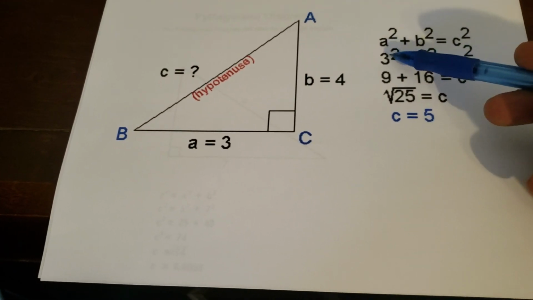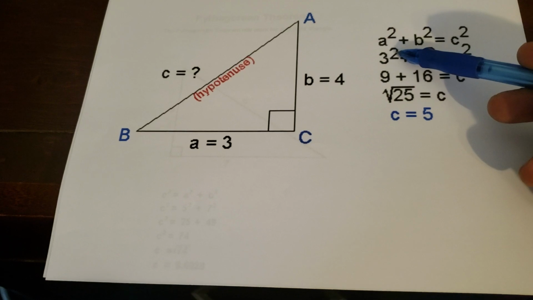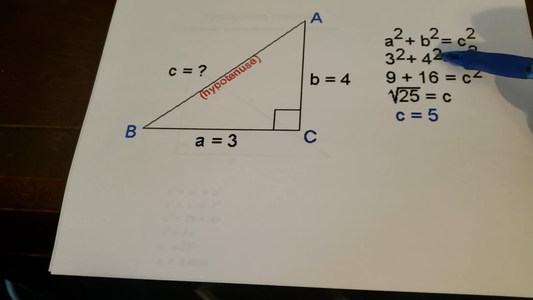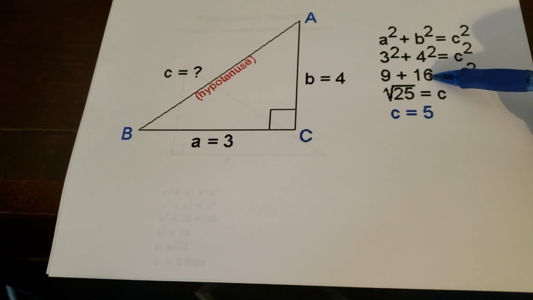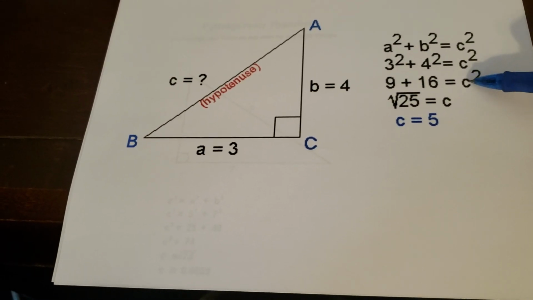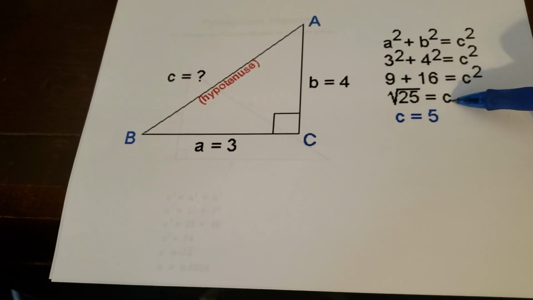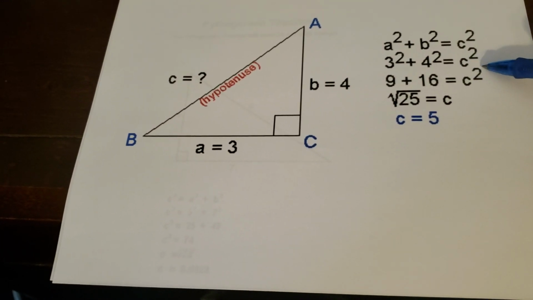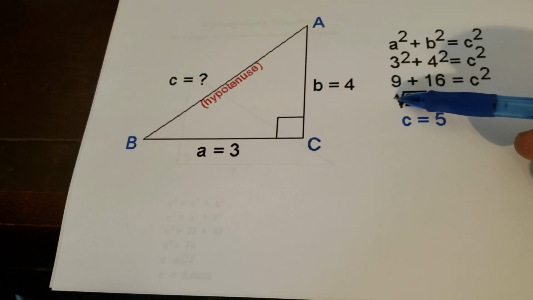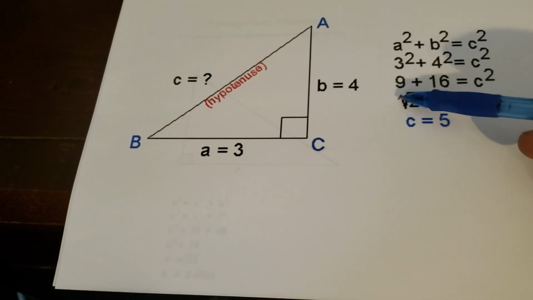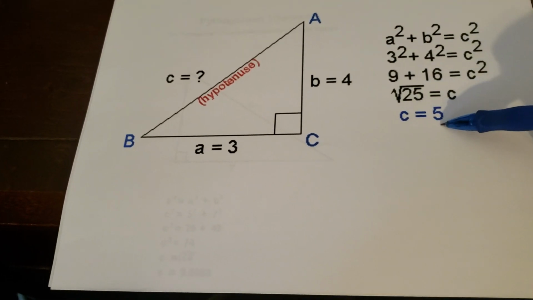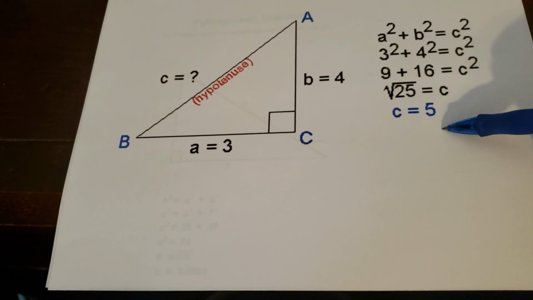Again, you take the square of 3. 3 squared is 9, because 3 times 3 is 9. 4 squared is 16. 4 times 4 is 16. And we bring down the c squared. Now, in order to get the c by itself, I just want c, I have to take the square root. That's why you see the square root, because 9 plus 16 is 25. The square root of 25 is 5. Okay, so c is equal to 5.